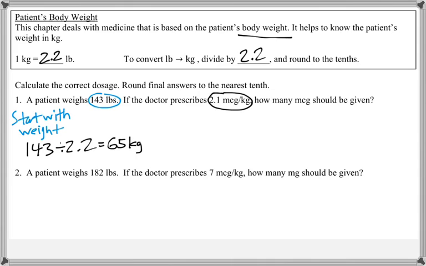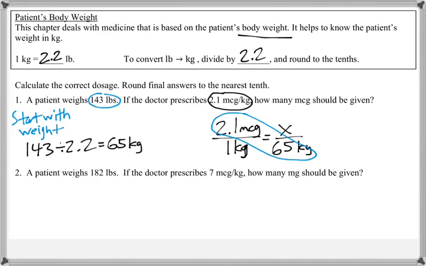So I want to use this in a proportion. And I put the 65 kilograms on the bottom so that it matches with the other kilograms. And then I need to solve the proportion. So you multiply the diagonal that does not have the x, 2.1 times 65, and then divide by the 1, although that's not going to really do anything.